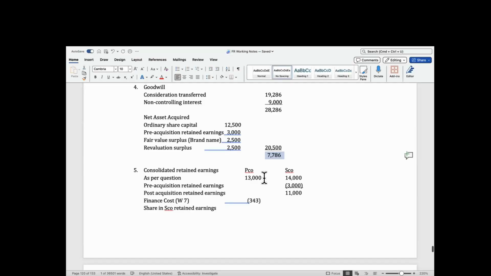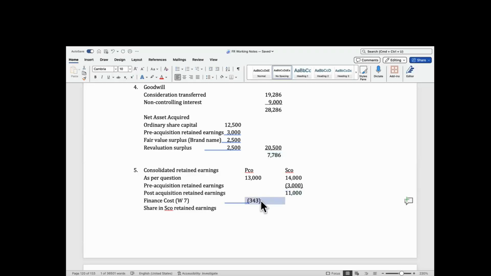Then my retained earnings, from the question, the retained earnings of the parent is 13,000. That of the subsidiary is 14,000. I take out the pre-acquisition retained earnings, which is just the 3,000. Then this is the post.